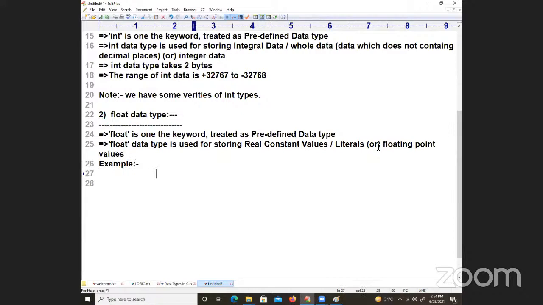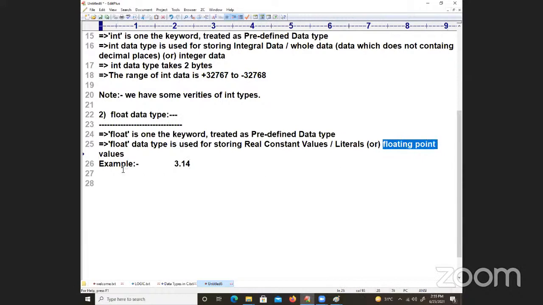See, suppose 22 by 7. What answer is coming? For example, you see 3.14. Just carefully try to understand. Take some value. The left side of the dot is called the integer part. The right side of the dot is called the decimal part. This combination is known as what? Real constant value, technically.